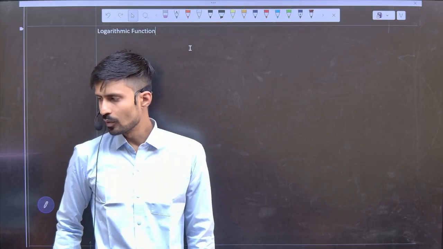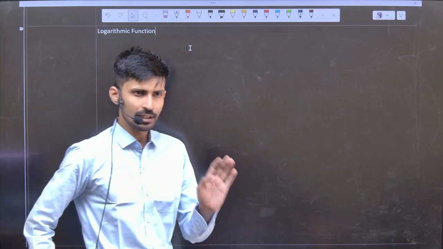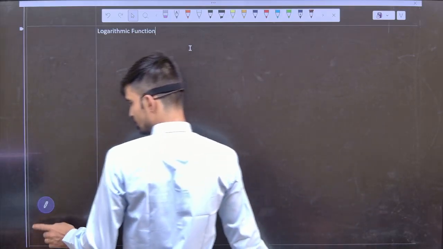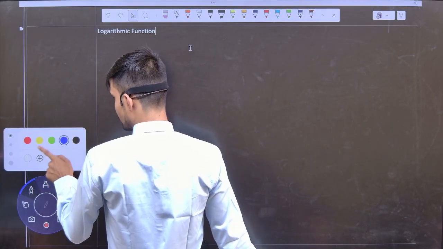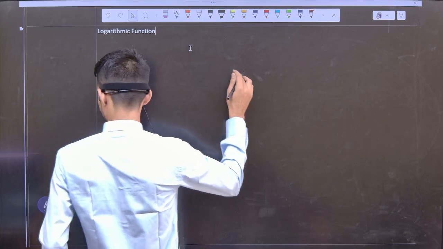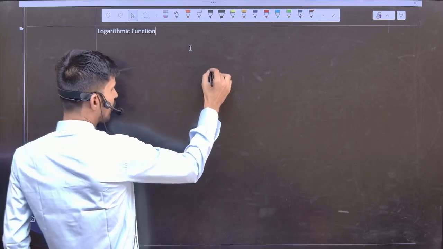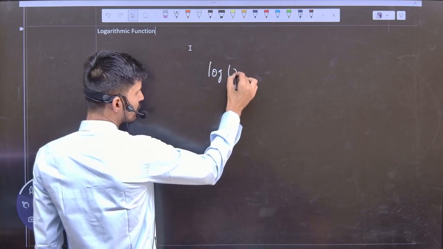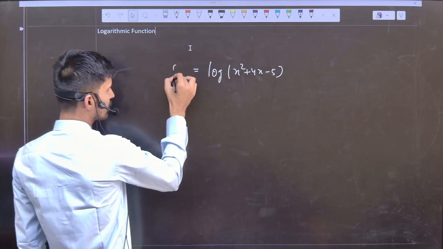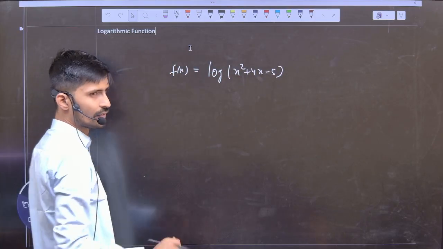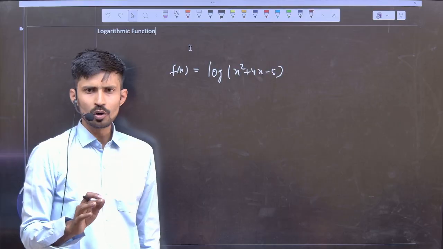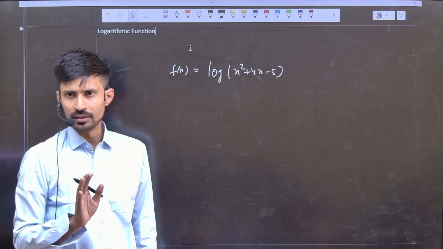Okay, like one example I will write, you will not understand, but let me write one example. Suppose I am writing here one logarithmic question. The question is: find the domain of log(x square plus 4x minus 5). Like this. If I ask you to find the domain of this, you don't know the rule of domain for logarithm.